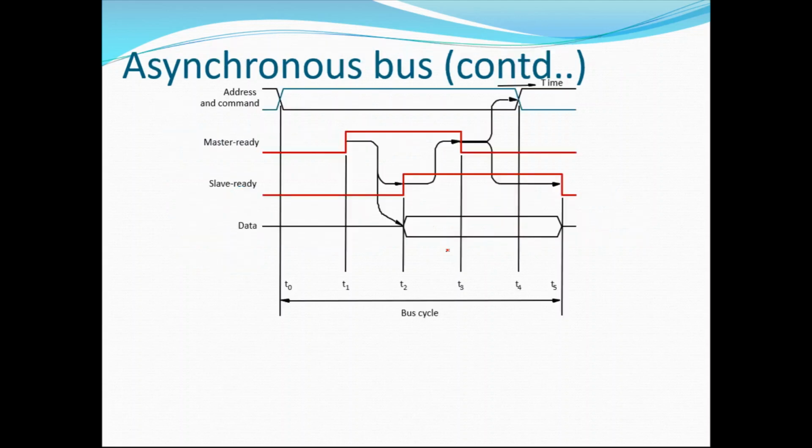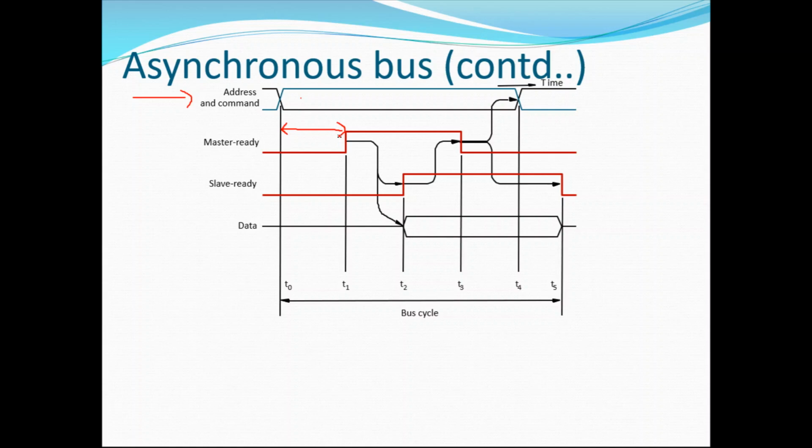Fine. So whatever we have discussed here is shown using a timing diagram. At first, the master keeps the address and the command on the address bus and the command bus. Then it asserts the master ready signal. It asserts the master ready signal after a gap. It is giving this much gap. Why is it giving this much gap?